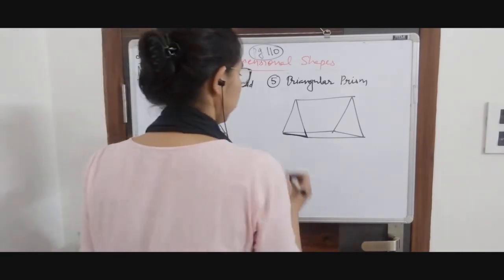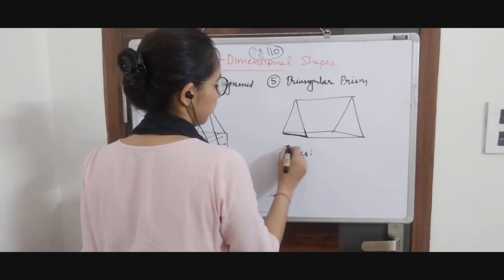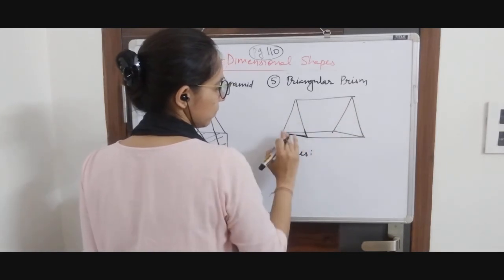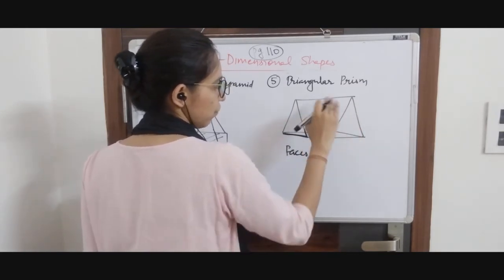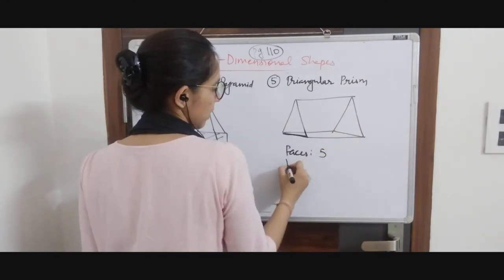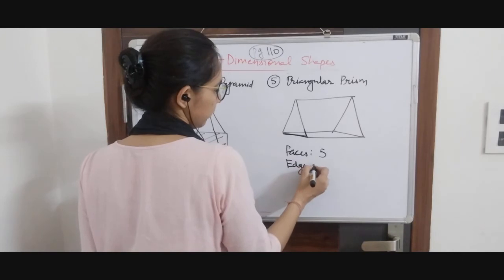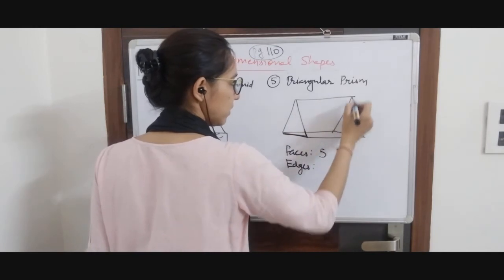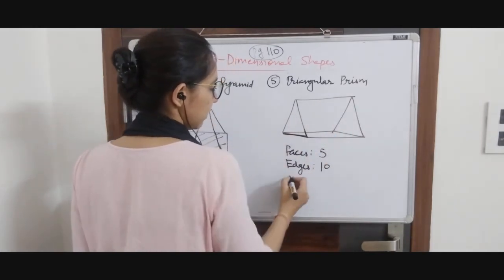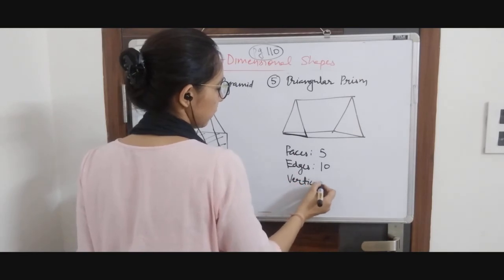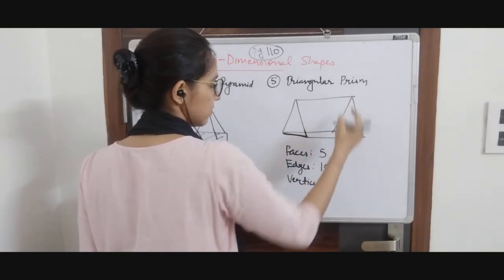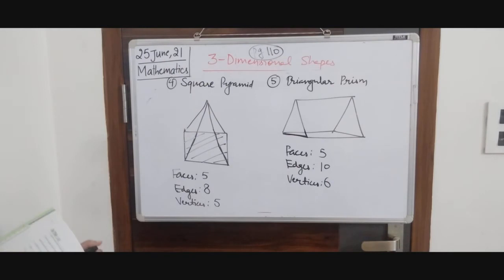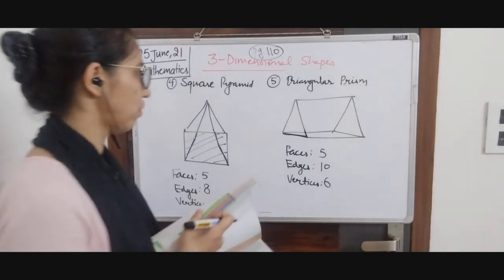How many faces does it have? Faces: 1 horizontal, and 2 triangles. So 1, 2, 3, 4 and 5. It has 5 faces. How many edges? 1, 2, 3, 4, 5, 6, 7, 8, 9, 10. It has 10 edges. Then how many vertices? 1, 2, 3, 4, 5, 6. Okay, it has this many faces, edges and vertices.